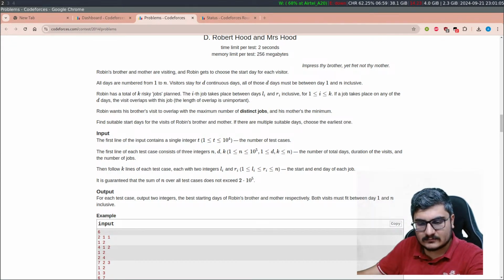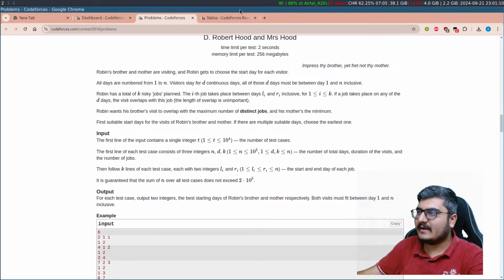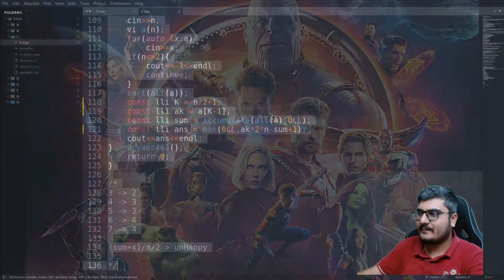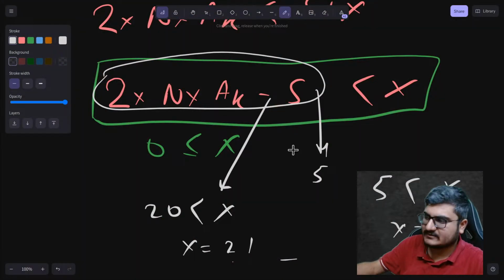Okay, so this would be the main idea for us. And the way we will find the number of jobs for a particular day i is to use two pointers.